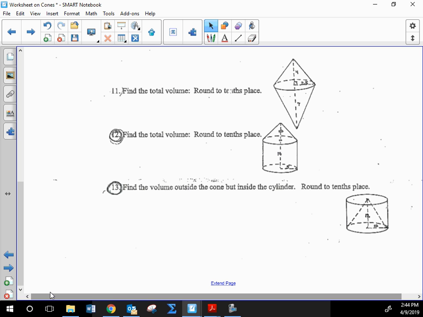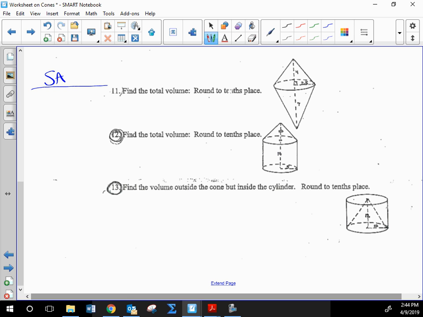Now, these aren't too bad because they're asking about volume, but it's possible that instead of asking about volume, they would have asked about surface area. So I want to talk about that. We're not necessarily going to go through and find the surface area. I just want to talk about how we would find this for our shapes, so that if you do encounter that, you know what to do. For number 11, how would I go about finding the surface area for that shape?